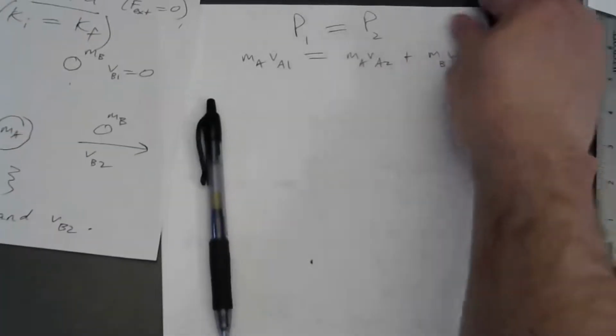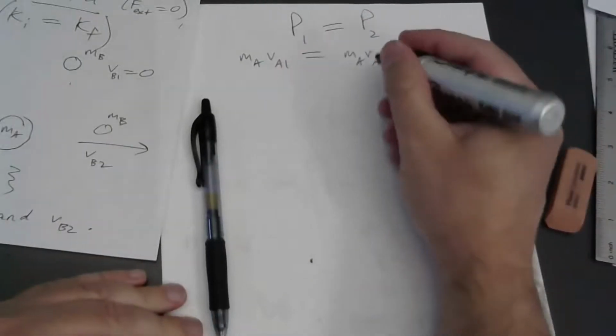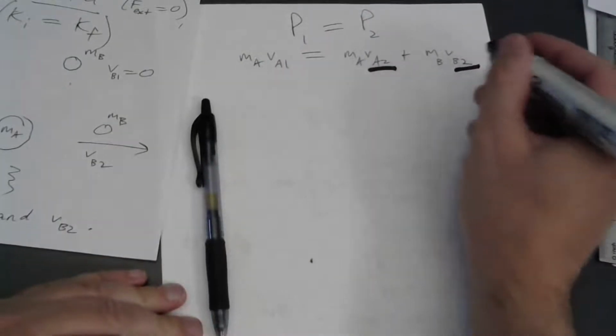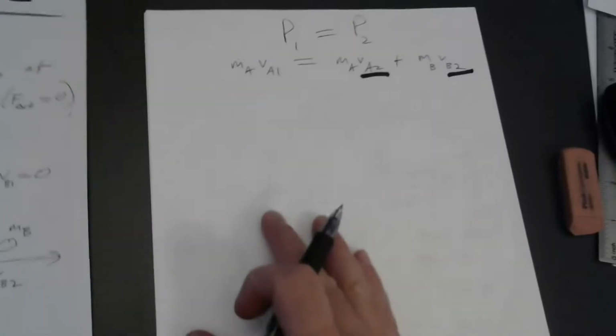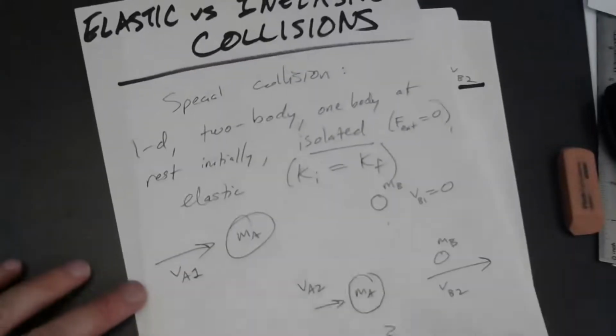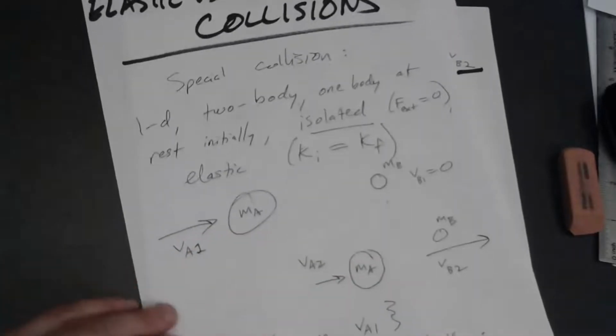So this equation has, how about I underline them, 2 unknowns. You can't solve one equation for 2 unknowns. So if we have any hope of determining the final velocities, we're going to need a second relation. Where does that come in? That's the whole point of making this specification.